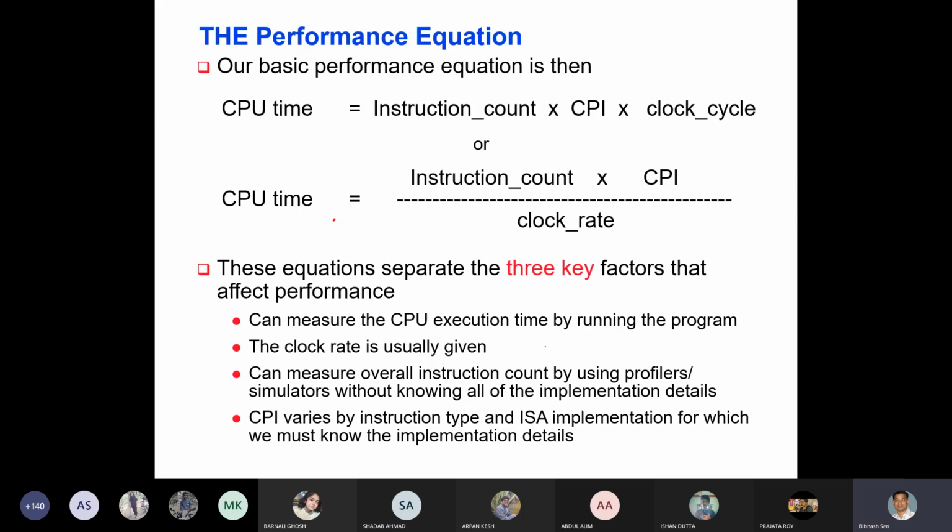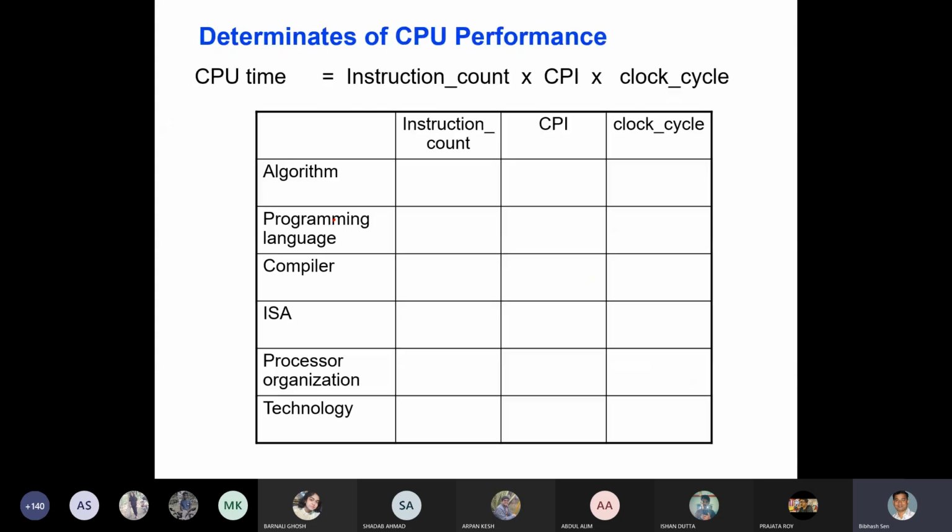So now you will find that those equations separate 3 key factors. We can measure the CPU execution time by running the program, and the clock rate is usually given. We can measure overall instruction count by using profilers. I will go to this point later because without the ISA explanation it will not be clear. Now CPU time depends on the algorithm, programming language, and compiler.